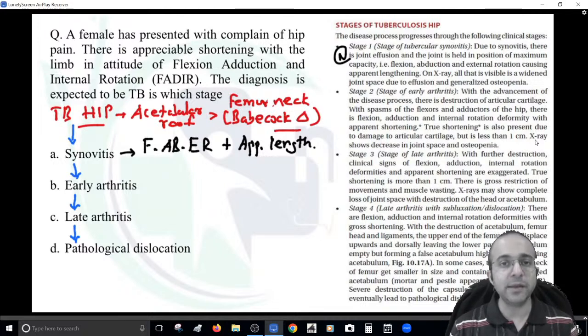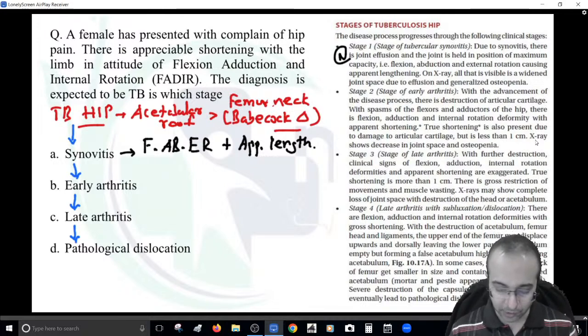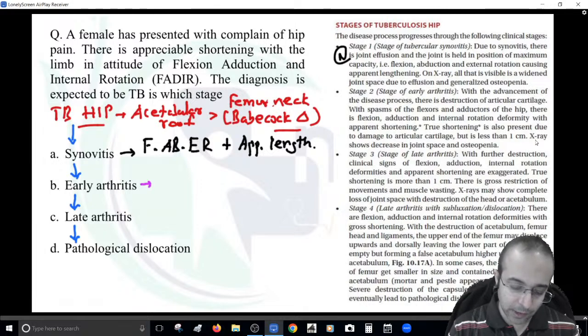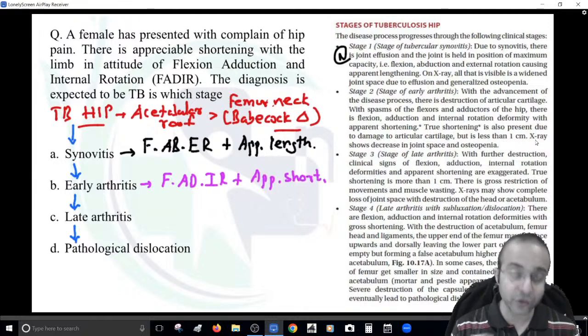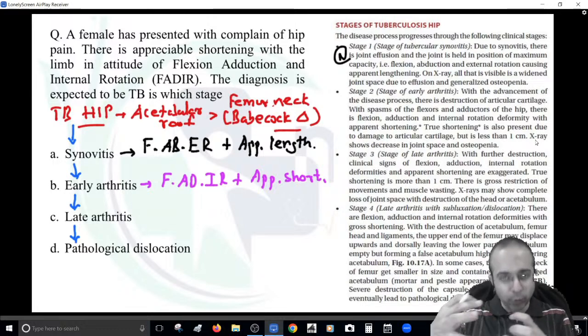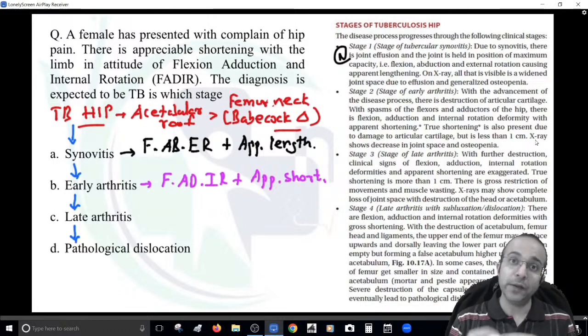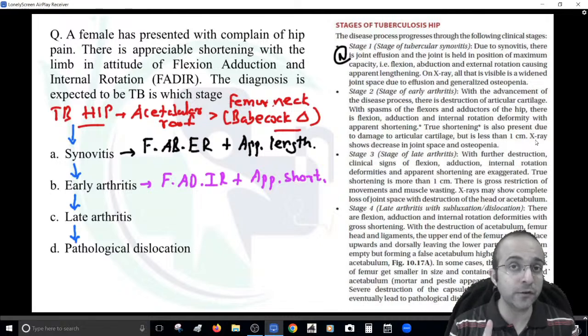Now as synovitis progresses to arthritis, the scenario changes. In early arthritis the deformity starts changing to flexion, adduction, internal rotation deformity, and here you start getting apparent shortening because of contractures of the tissue. Tissues would contract, pull bones closer to each other, so apparent shortening would come up. The true length of the bone is the same, but contractures have led to an appearance of shortening. So here shortening is mild.